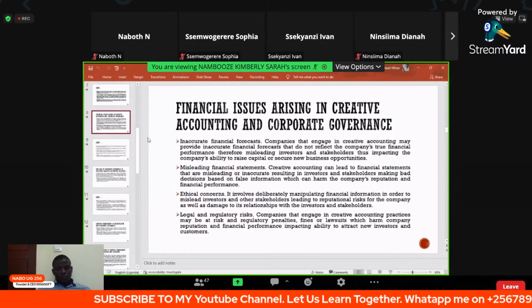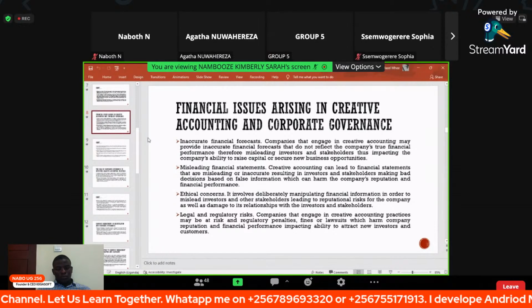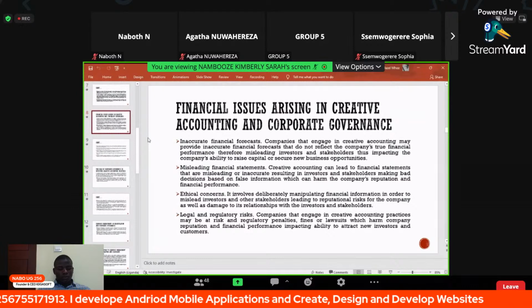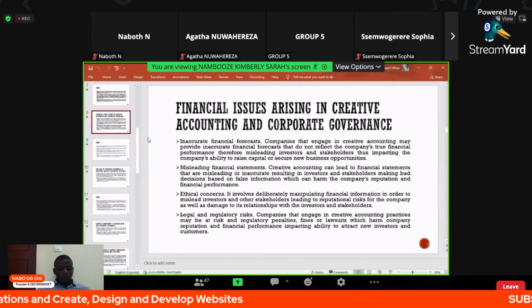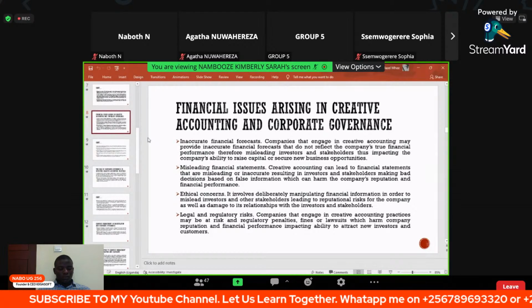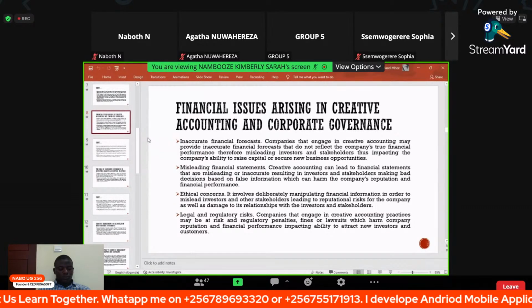The second financial issue is misleading financial statements. Creative accounting can lead to financial statements that are misleading or inaccurate, resulting in investors and stakeholders making bad decisions based on the false information, which can harm the company's reputation. So here, I think that if your financial statements are showing that you have profits, the stakeholders will base their planning on those fake financial statements, which will mislead them.